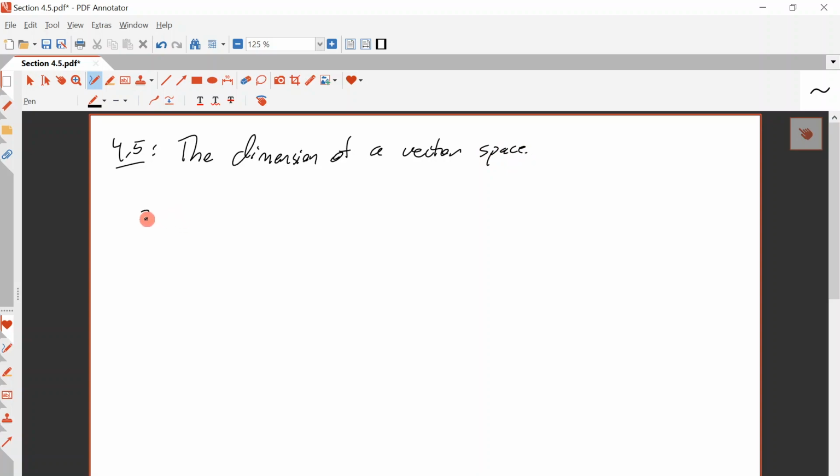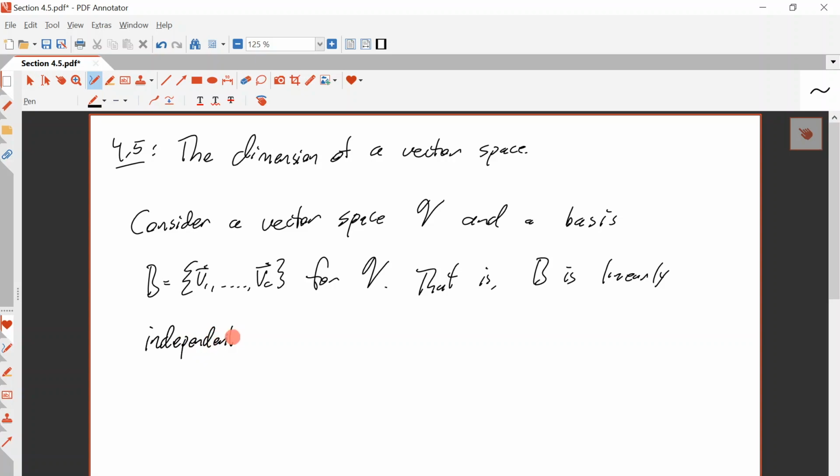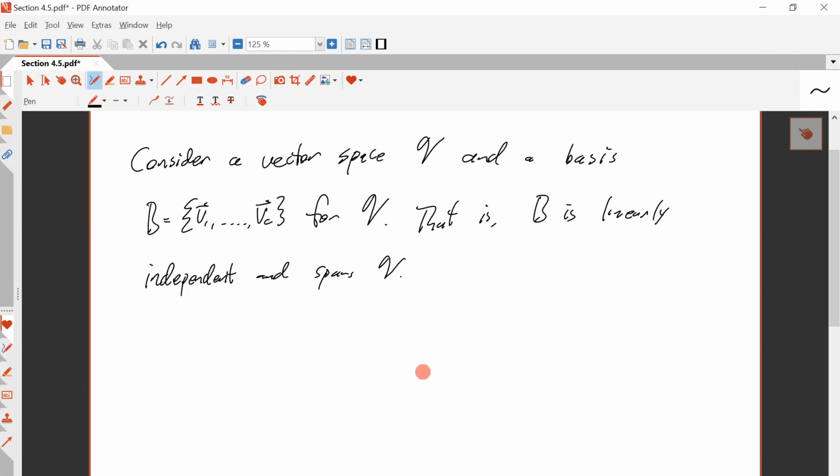Okay, consider a vector space V and a basis B equal to V1 to VC for V. That is, what's basis mean? B is linearly independent and spans V.